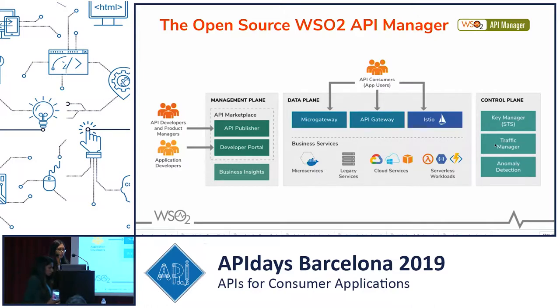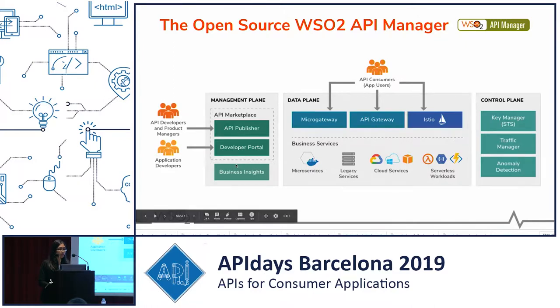The API manager consists of several components, segregated into a management plane, a data plane, and a control plane. Let's just talk about the development aspect. You have your API developers, who are your microservice developers. They want to expose the microservices as managed APIs. So they can come to the API publisher portal or even use command line tools to publish their APIs in the developer portal. If you want client application developers to discover your APIs, they can come to the developer portal and discover them.